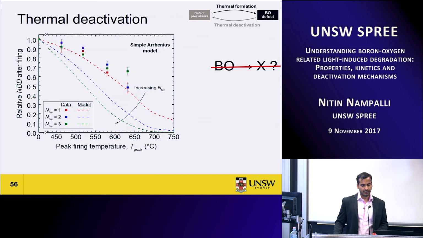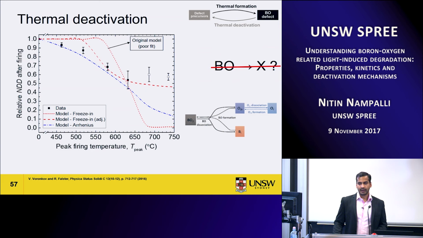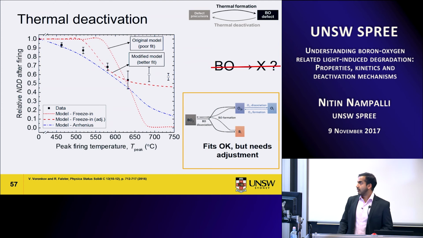So now let's consider the model proposed by Voronkov recently. If we do that, then we can model the changes in NDD again. However, the original model, the way it's described in the original paper, doesn't really seem to give a good fit. But if we tweak the model a little bit by changing some of the assumed rates within that model, then you can get a much better fit to the data. And importantly, in this model, firing multiple times does not change the NDD. So it's quite consistent with what we see. So in other words, that model fits okay, but needs a little bit of adjustment.